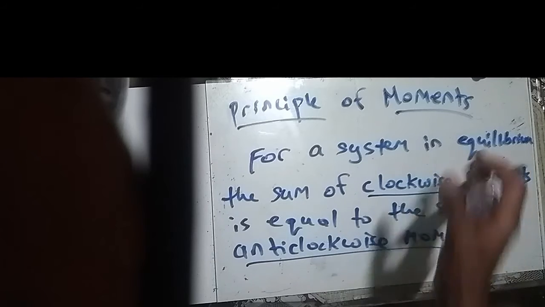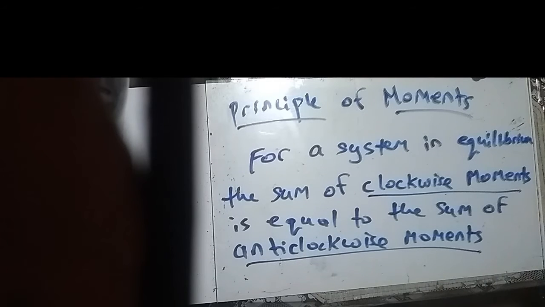When a system is balanced, alright? So if the system is not balanced, if you can't balance the system or the body, then that means it is not in equilibrium. Therefore, the clockwise moments is not equal to the anti-clockwise moments.